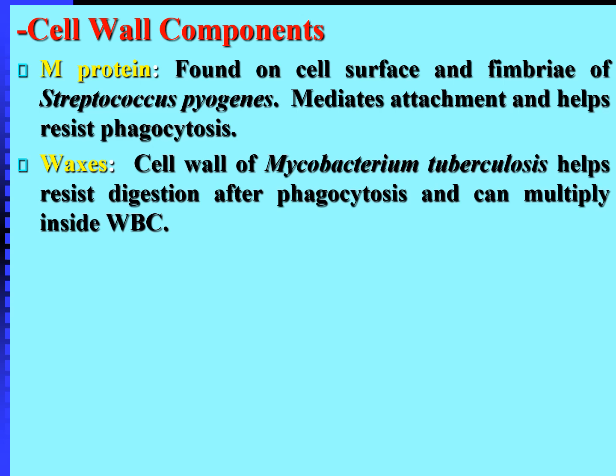Waxes. The cell wall of Mycobacterium tuberculosis contains a thick layer of wax that helps resist digestion after phagocytosis and it can multiply inside the white blood cells.